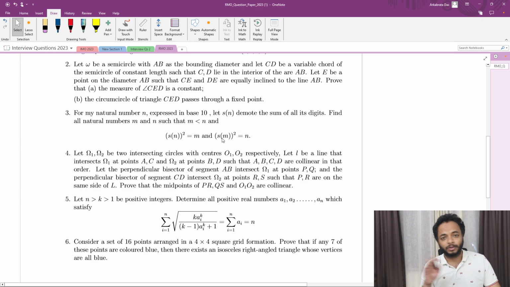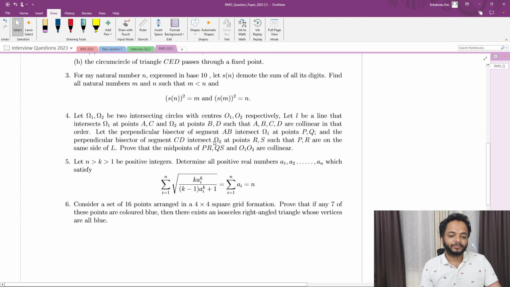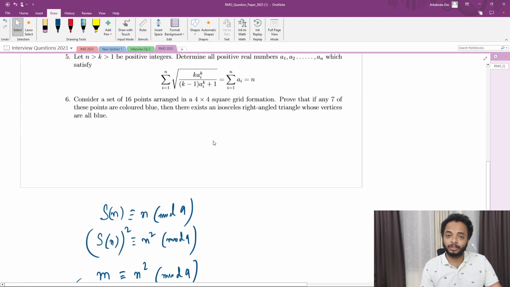So that also excludes a lot of the natural numbers. So even while you're doing trial and error, you don't have to check one by one all the natural numbers. You can just go on with the perfect squares. So both are perfect squares.